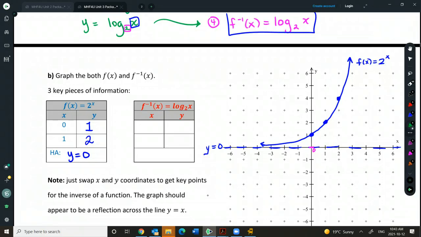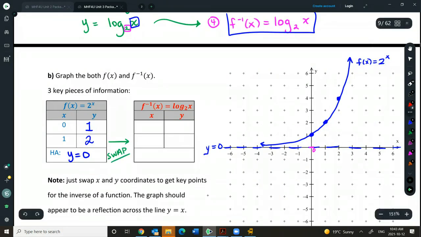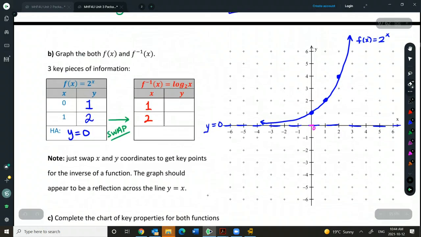Okay, and to get our key pieces of information for our inverse function, if you guys remember back from grade 11, all we really need to do is just swap the x and y's. So I don't need to know how to even calculate this in my calculator at this point or anything like that. All I'm going to do is these y's will become the new x's. And these x's will become my new y's. So this will be 0 and 1.